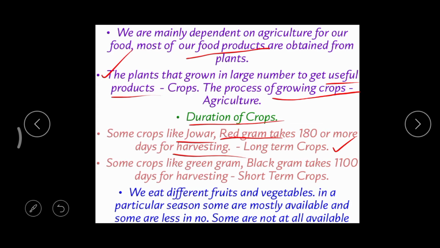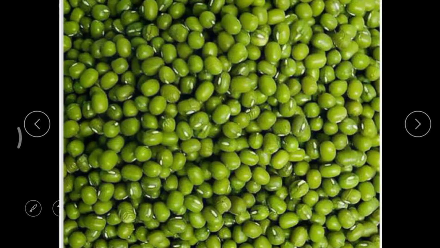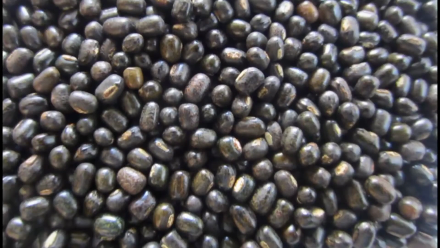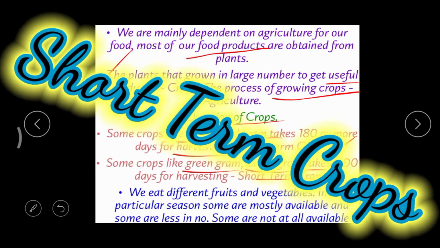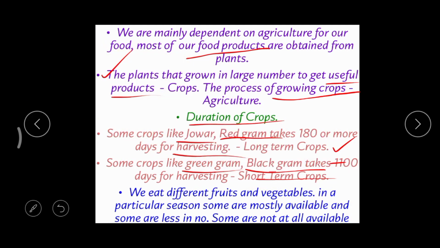But when we take some other crops, like green gram and black gram, they take 100 days. Sorry, it's not 111, it's 100, right? 100 days for harvesting. Such crops can be called short-term crops. 100 days means around 3 months. Long-term crops take half a year, 180 days, but short-term crops take only half that time. That means within 3 months the crops will give the production, right?